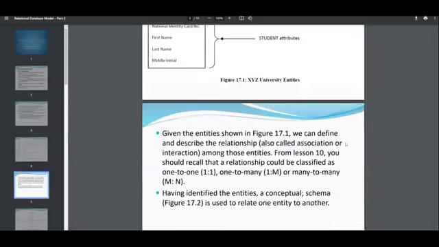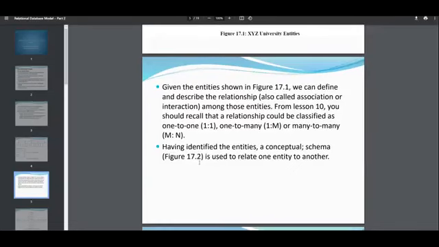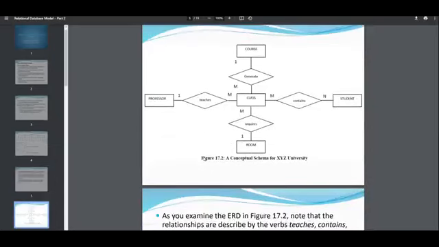Then given the entities shown, we can describe relationships among those entities from lesson 10. Okay, the same things are repeating here. And the conceptual schema is used to relate one entity to another. You can also become familiar with these notations and the mentioning of these relationships.